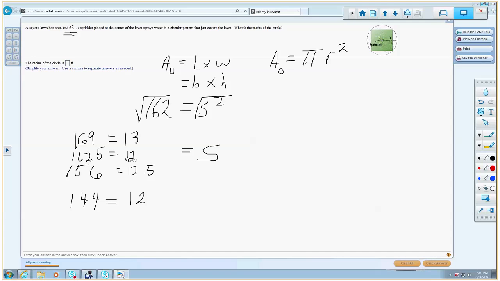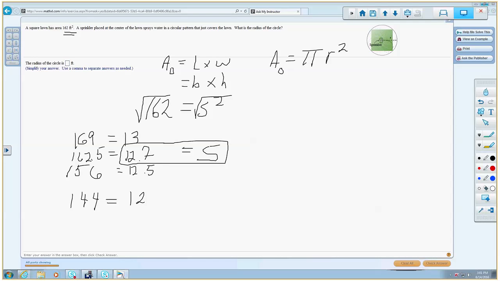So I'm going to say, since it's a little bit more, I'm just going to say 12.7. That's what I'm going to say, 12.7. And you can find it in your calculator. So we found out that the sides of the yard is 12.7. Does that help us with finding the radius?